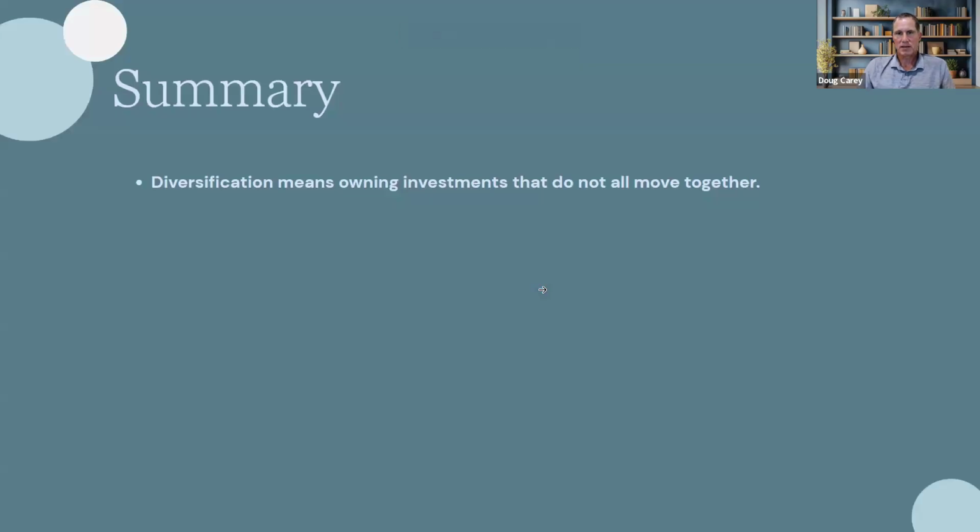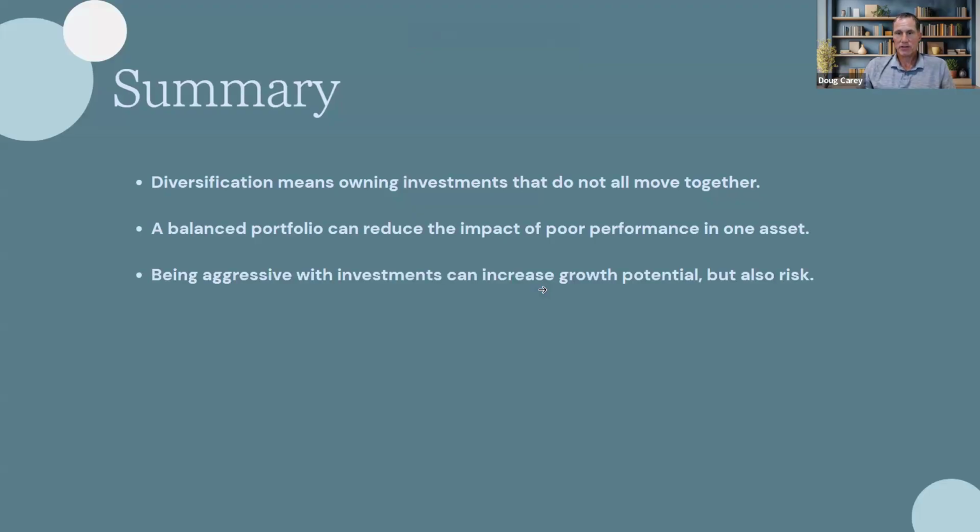So to summarize, diversification does mean owning investments that don't all move together. It does not mean, at least as we talk about it, having your money spread out amongst different brokers and banks. A balanced portfolio can really reduce the impact of poor performance in one or more assets, especially during down markets. As I just showed you, if you're too aggressive, yeah, you can increase the growth potential, but the risk might be way too much. Some people can really blow up their plan if they're too aggressive.